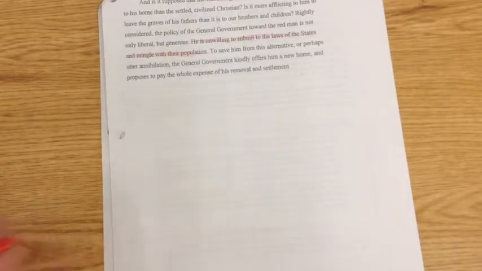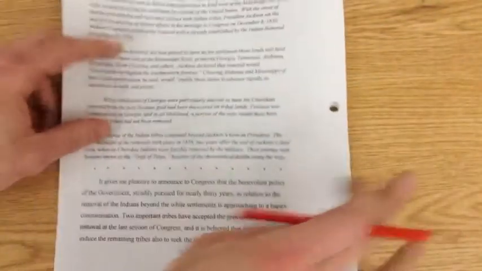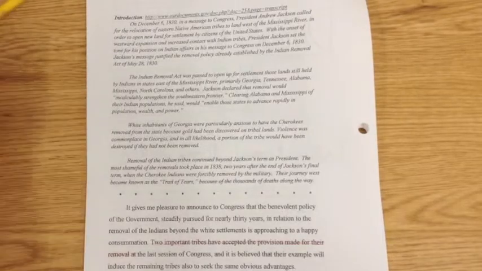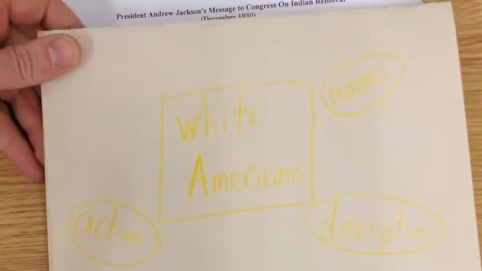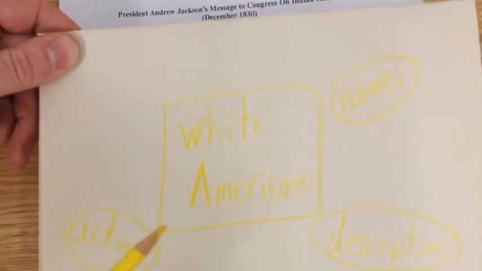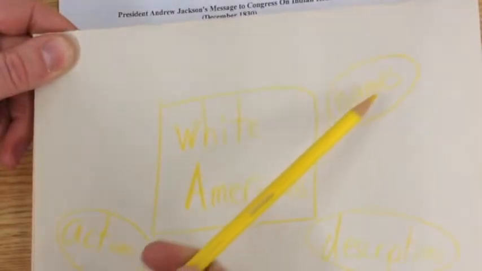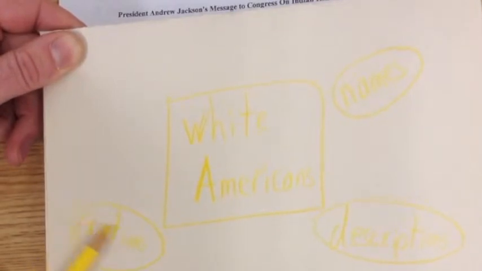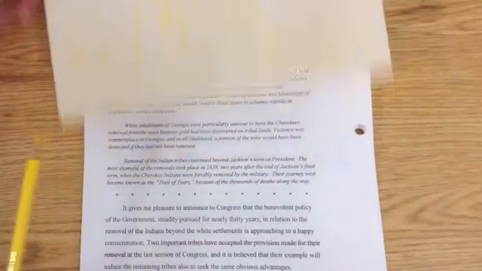It may take you longer to do this because you're reading it for the first time. But now we need to go back to the first page again, because we're going to have a different purpose for reading it. Now we're going to want the yellow pencil. And hopefully you can read this. I used yellow pencil to write it. This is white Americans. Again, names or descriptions or actions for white Americans in general. So that's what I'm going to be looking for now.